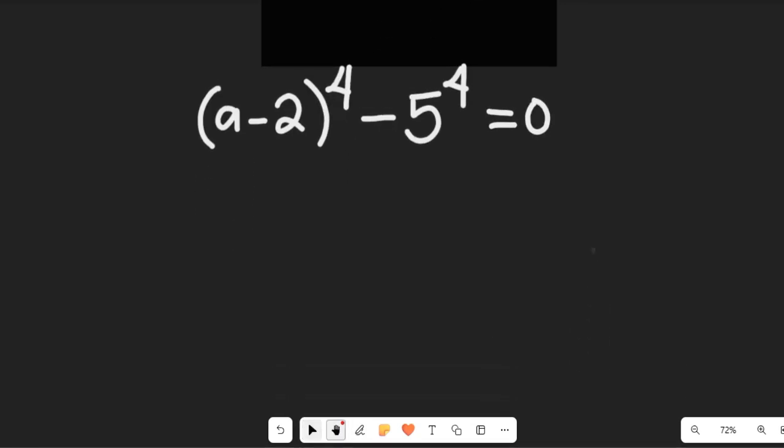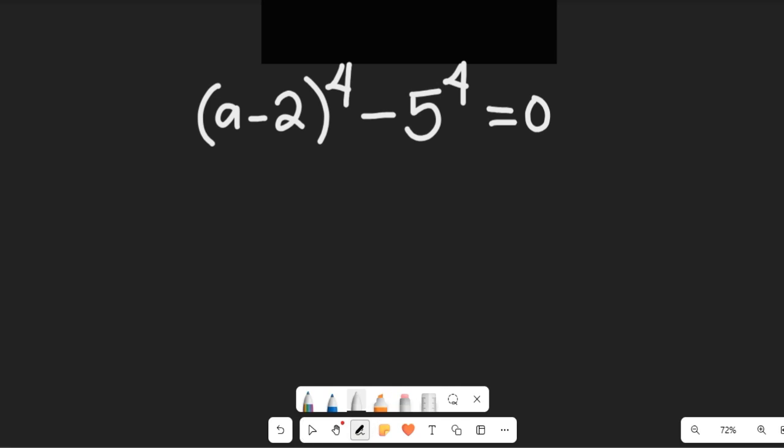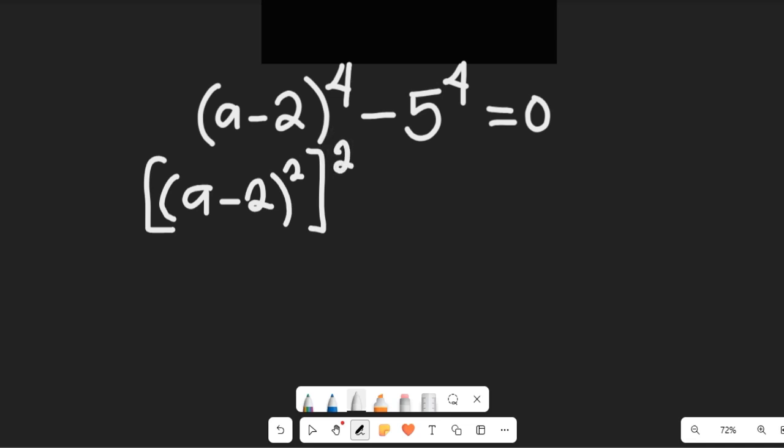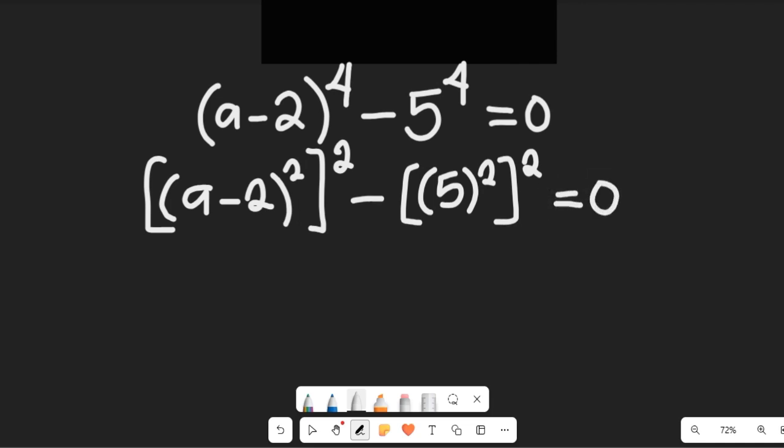Now, the power of 4 can be equal to 2 multiplied by 2, right? So I can have this expression to give me (A minus 2) all to the power of 2, and this will be to the power of 2, and this will be minus 5 to the power of 2, and all of these will be to the power of 2, while this will be equal to 0. Now, this looks definitely like an algebraic expression. What is that algebraic expression?